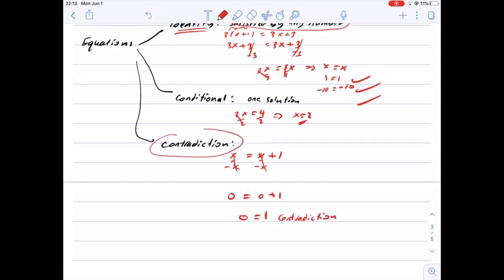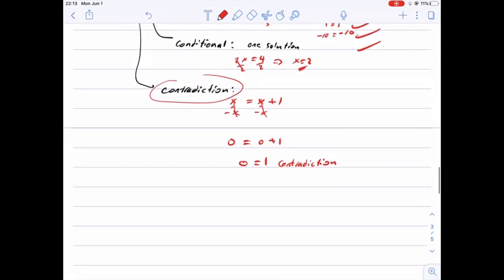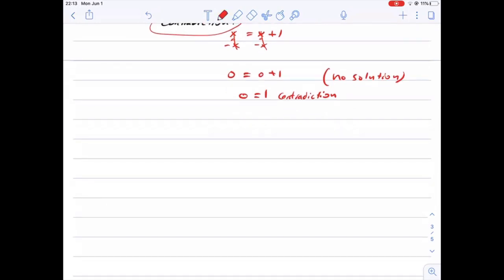So this type of equation is called a contradiction. Here, there is no solution. If you try any value, you can't get a correct answer because x cannot equal x plus 1. Even if you substitute 0, you get 0 equals 1, and that's not correct. Now let's do some examples.